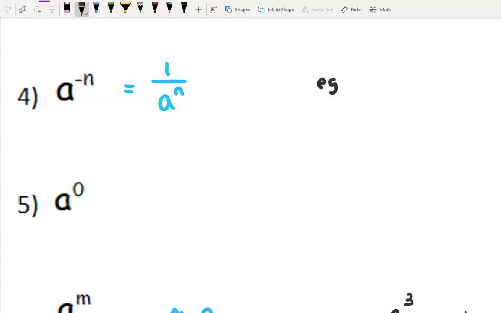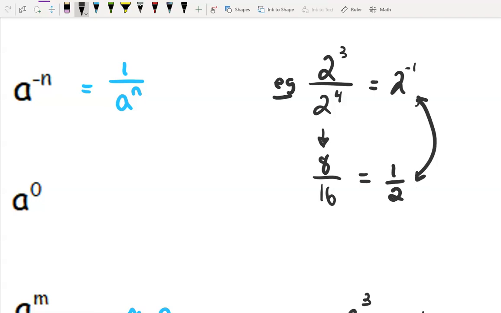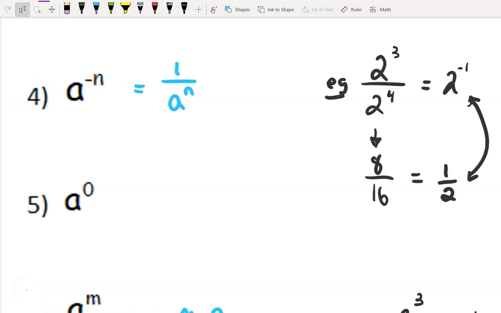Okay, and why is this true? Well, let's look at this example. If you have 2 cubed over 2 to the power 4, our exponent laws tell us to subtract those exponents. So you would have 2, what's 3 take away 4? You'd have 2 to the negative 1. Well, if we did this a different way, 2 cubed is 8, and 2 to the power 4 is 16. And 8 over 16 is 1/2. So you see how half is the same as 2 to the power negative 1. Okay, so that's a new one.